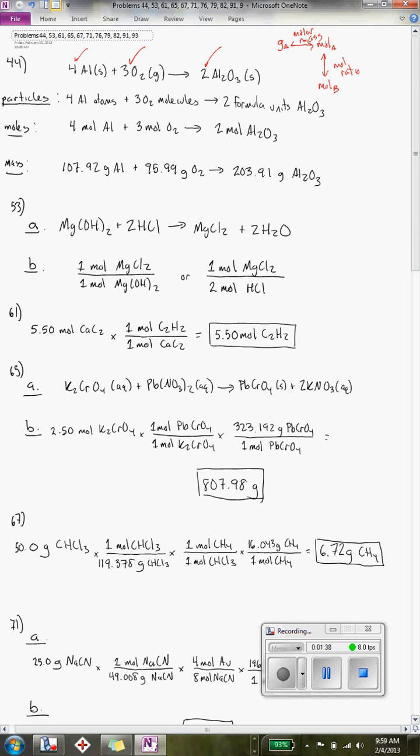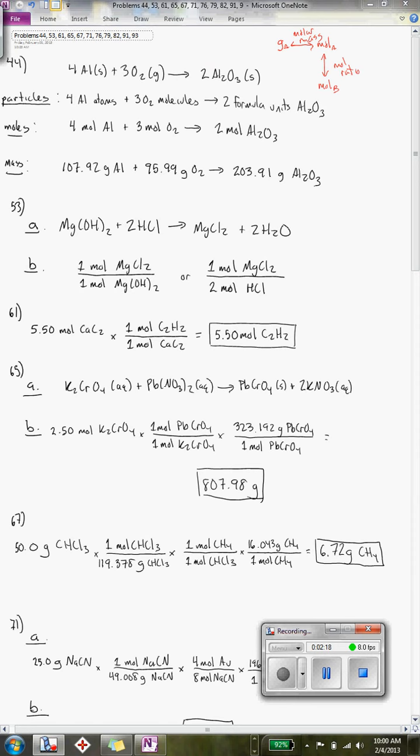And again, we have 4 moles of aluminum reacting with 3 moles of oxygen to give us 2 moles of aluminum oxide. In order to interpret it in terms of mass, what you need to do is use the molar mass that we went over earlier. So you use the molar mass and you convert your 4 moles of aluminum to 107.92 grams of aluminum. You convert your 3 moles of oxygen to 95.99 grams of O2, and your 2 moles of aluminum oxide to 203.91 grams of aluminum oxide. And you do that by just multiplying the number of moles by the molar mass.